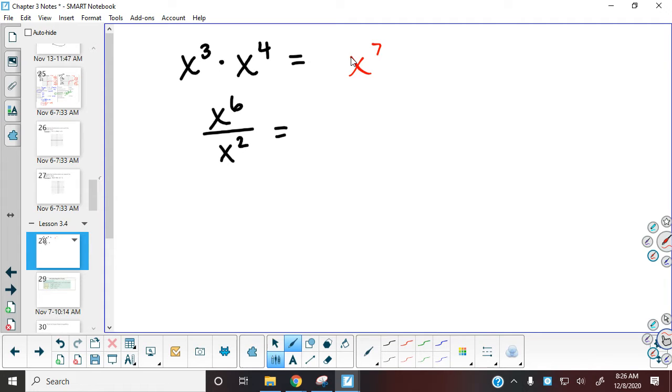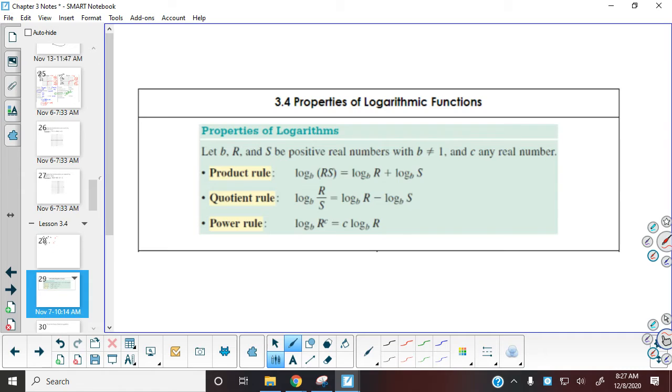For the same concept, but a little bit different in terms of our operations, when you divide, you are subtracting your exponents. So for example, this one would be x to the fourth because 6 minus 2 is 4. The reason I'm introducing that is because those exponents and the properties of those exponents are directly connected with our properties of logarithms because we have inverse functions.